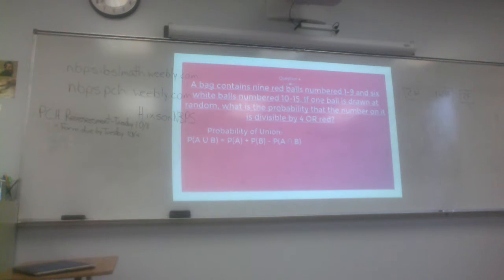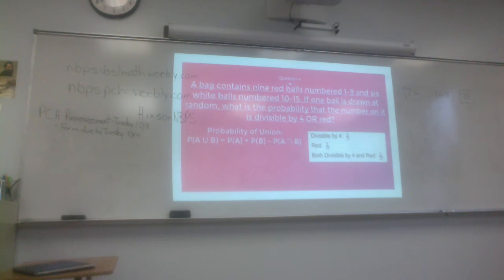Okay. A bag contains 9 red marbles numbered 1 to 9 and 6 white marbles numbered 10 to 15. If 1 ball is drawn at random, what is the probability that the number on it is divisible by 4 or red? So since it's or, you use union, and these are not mutually exclusive. So first you see the probability that it is divisible by 4. So you see that it's really 1 through 15. There's 3 numbers. You have 4, 8, and 12, so you know that is 3.